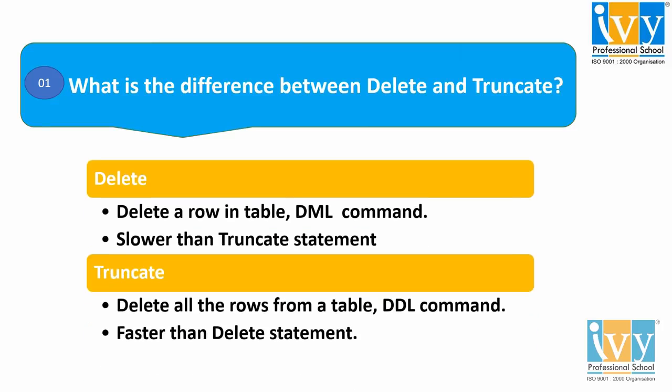The delete statement is used when we want to remove a particular row or some records from the table, whereas the truncate statement will delete all the rows from the table. Delete is a DML command, where DML stands for Data Manipulation Language, and truncate is a DDL command, where DDL stands for Data Definition Language. Truncate is faster than the delete statement.